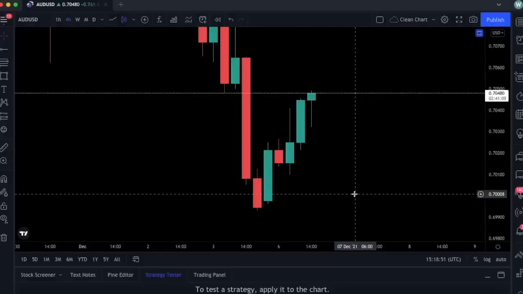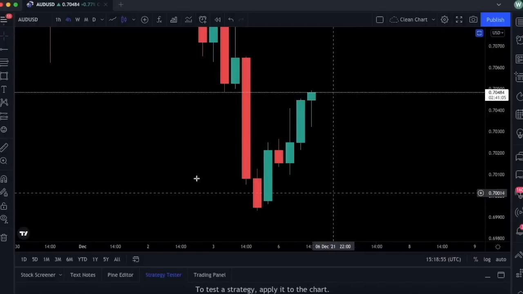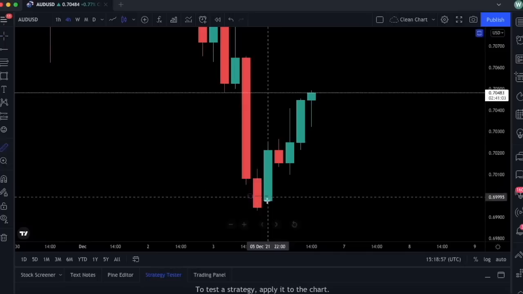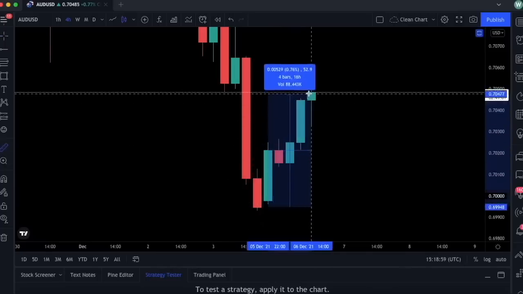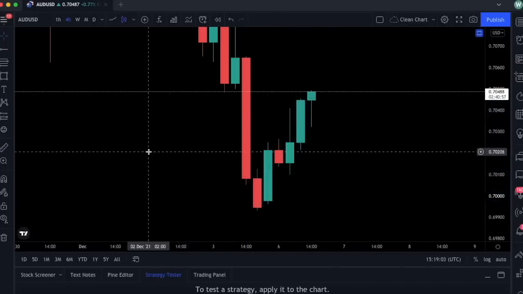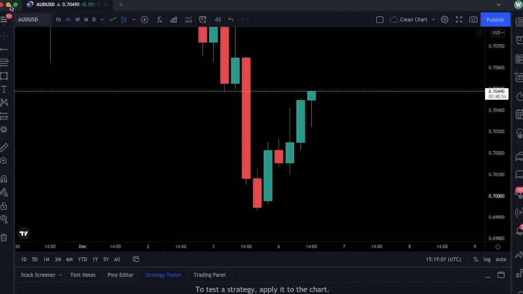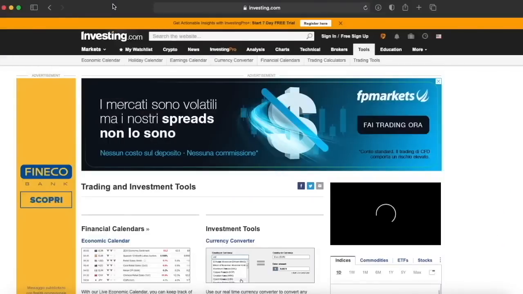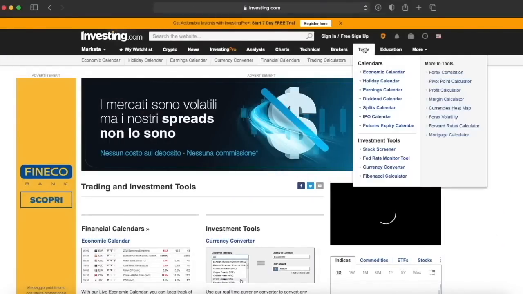The average daily range, also abbreviated as ADR, is the daily average movement of a specific currency pair measured in pips, and it is essential to analyze, when choosing the currency pairs to focus on, as well as identifying realistic targets for a given period. The best website to analyze the average daily range of currency pairs is Investing. On Investing, go on Tools and select Forex Volatility.